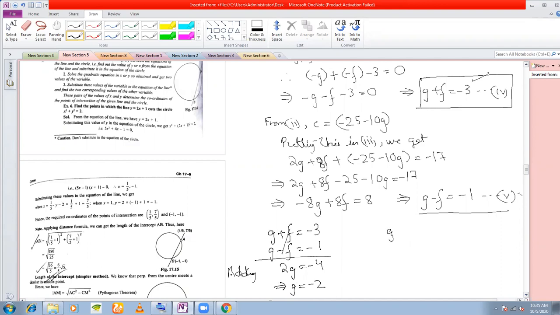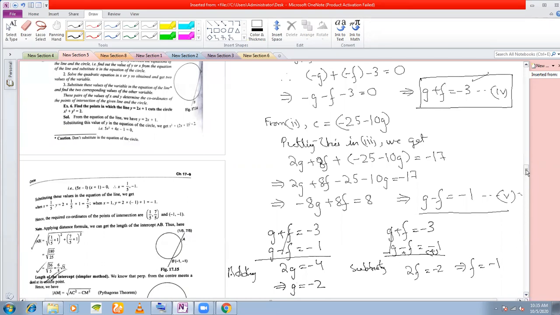And also you subtract. g plus f is equal to minus 3, and g minus f is equal to minus 1. Subtracting, you get this plus, you get this minus, this cancels off. You get this as plus sign. So you get 2f is equal to minus 2. So you get f is equal to minus 1. You got the values of g and f.